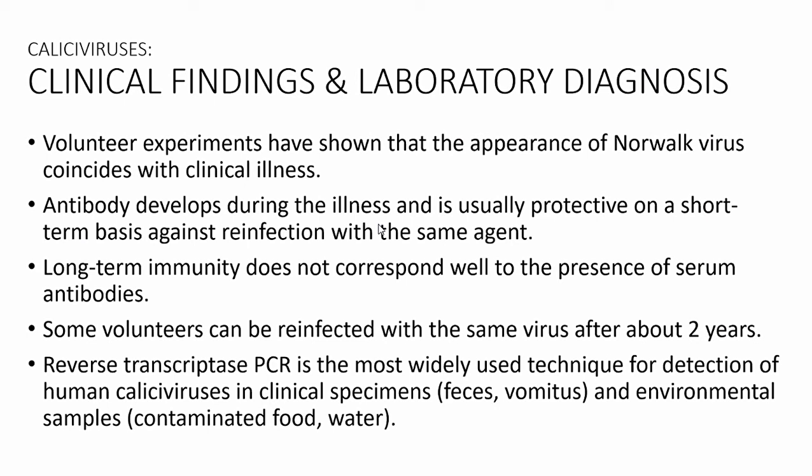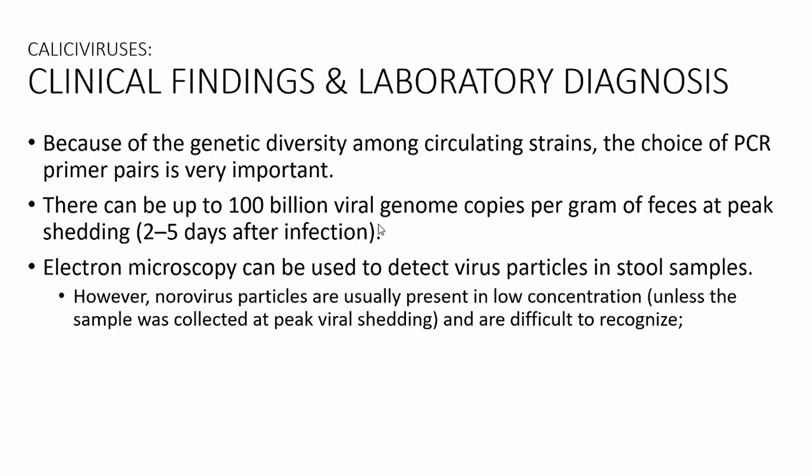Reverse transcriptase PCR is the most widely used technique for the detection of human calicivirus in clinical specimens and environmental samples. Because of the genetic diversity among circulating strains, the choice of the PCR primer pairs is very important. There can be up to 100 billion viral genome copies per gram of feces at peak shedding, which is 2 to 5 days after infection.